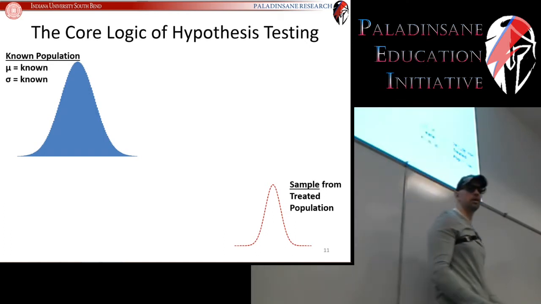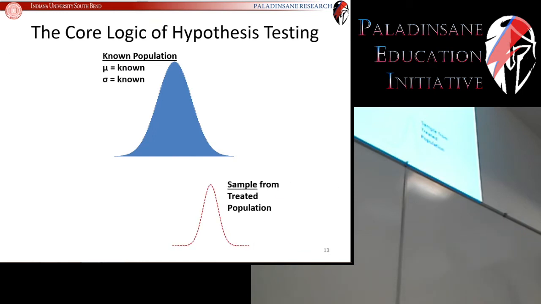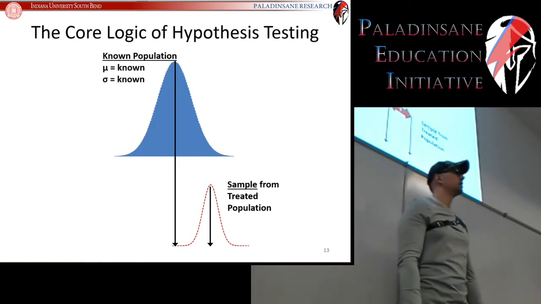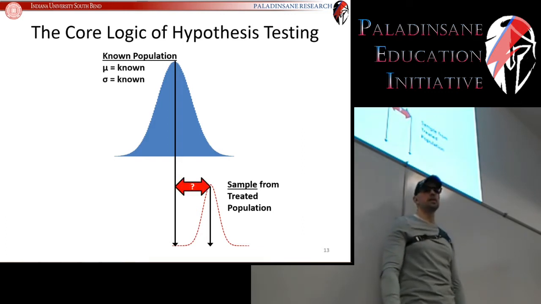All right, so we're going to move them so that this makes a little bit more visual sense. So this is your known population. You know the mean, so we know where the mean of that population is, and we can measure the mean of our sample that we treated, so we know where the mean is, and there's going to be a difference there. And the question that we're asking or answering using hypothesis testing is, what does that difference mean?